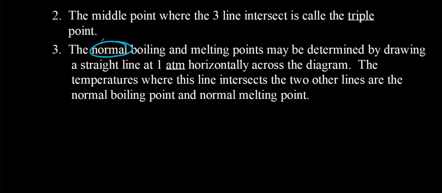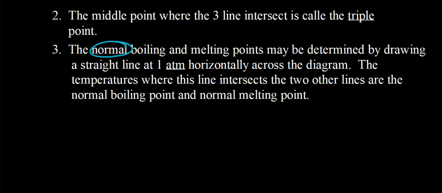Normal boiling point and normal melting or freezing point may be determined by drawing a straight line at 1 atmosphere. Remember, normal boiling point is the temperature at which a liquid boils at 1 atmosphere pressure. 1 atmosphere horizontally across the diagram. The temperatures where this line intersects the two other lines, the solid liquid line we call it, and the liquid gas line, are the normal boiling point if it's the line between liquid and gas, and normal melting point if it's the line between solid and liquid.